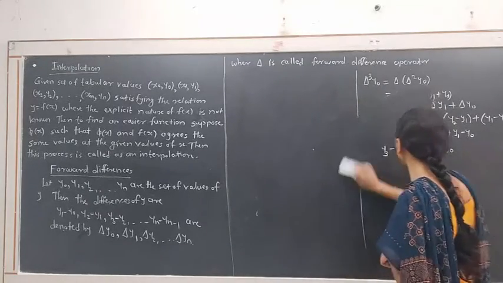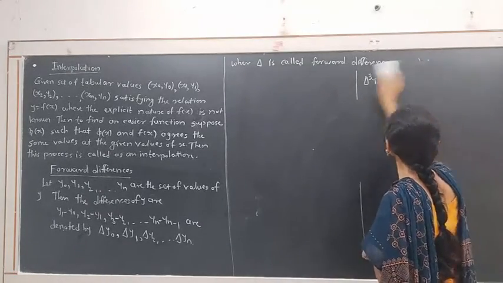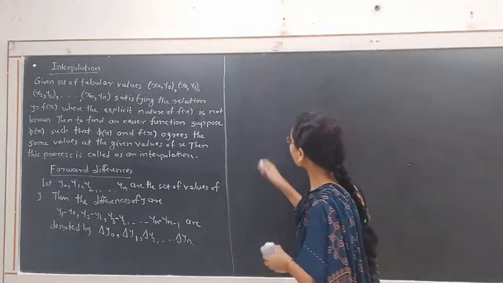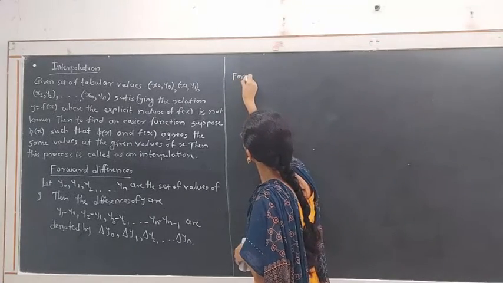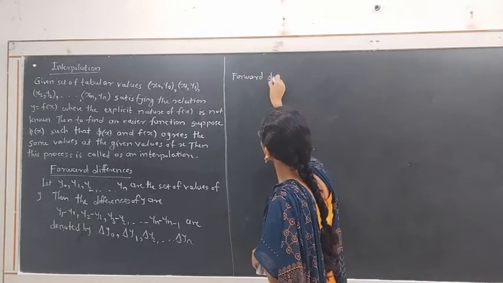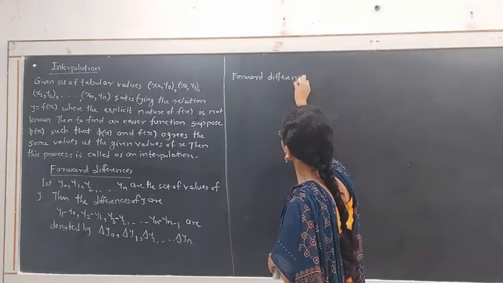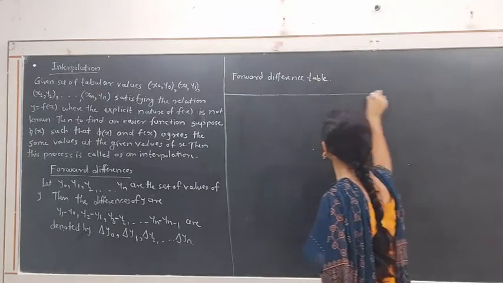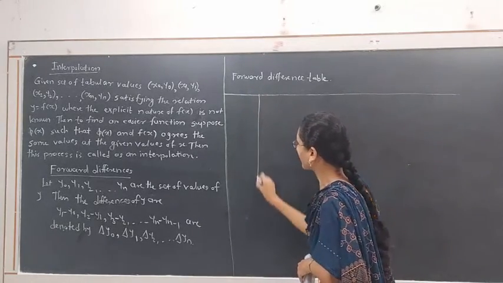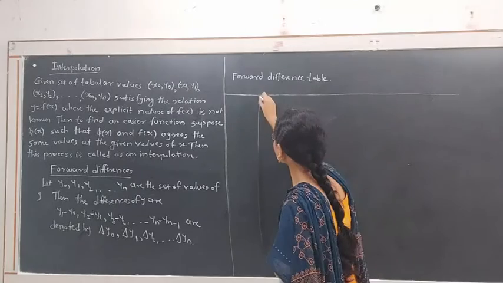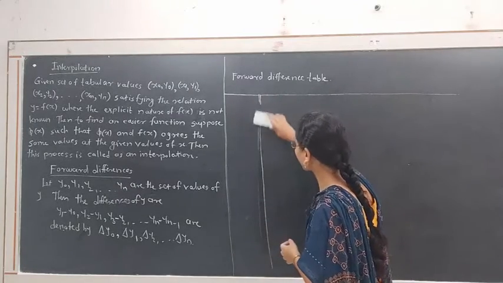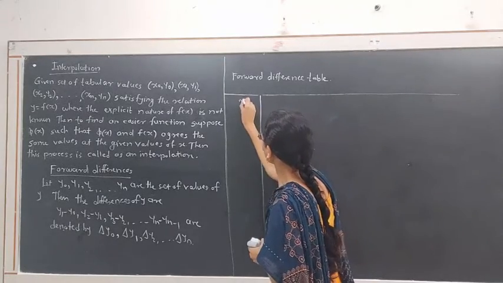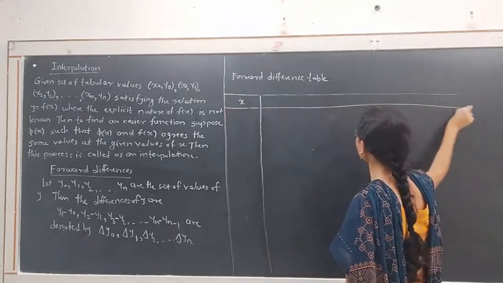If we consider the function y is equal to f of x, the forward difference table is given by: the first column contains the values of x, the second contains the values of y.